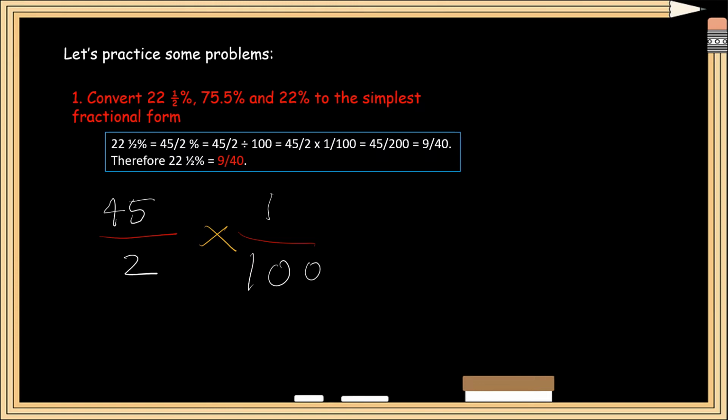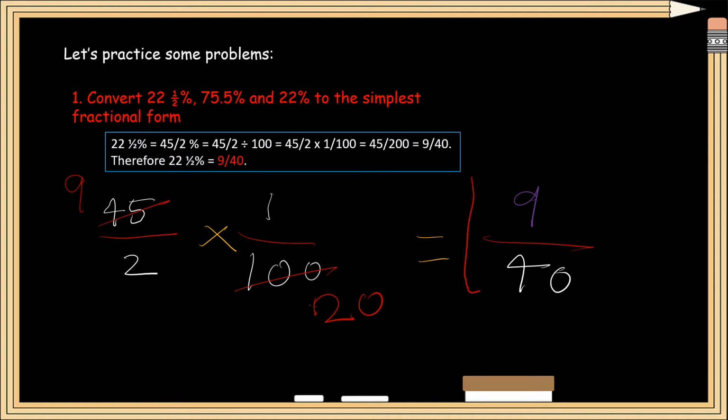You can do it in that way as well, but I like to first reduce it. So 5 nines are 45, and 5 twenties are 100, and now this is equal to 9 by 20 into 2, which is 40. So this is our answer. So we got the same answer.